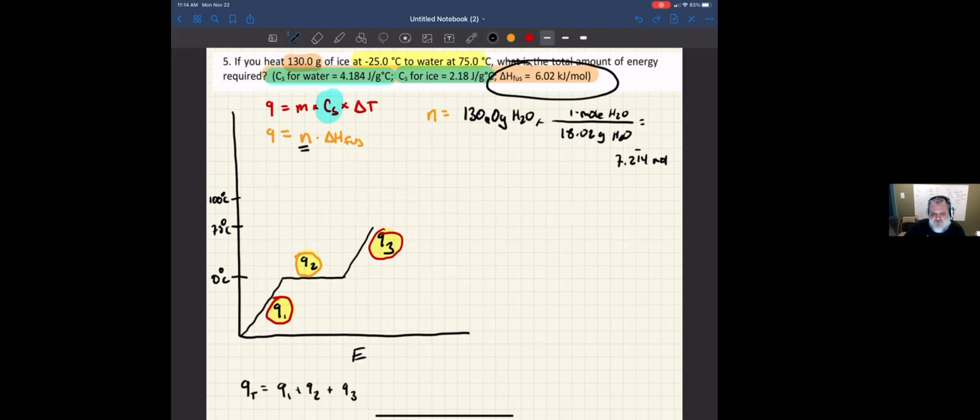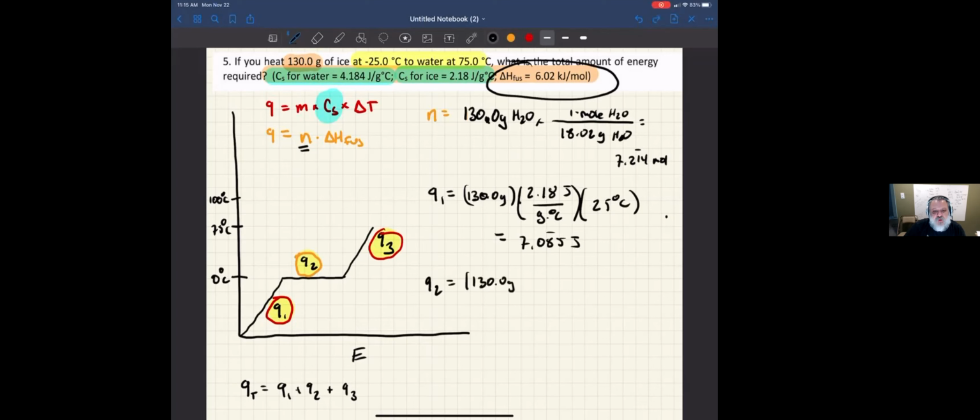So let me move this out of the way. Let's do Q1. So 130 times 2.18 joules per gram degrees C. T final, that's 0 degrees Celsius, minus T initial, negative 25 degrees Celsius. And so 0 minus 25 is plus 25. And so all said and done, I get 7,085 joules. So let me do Q3. I know I labeled that Q2, but it's really Q3.